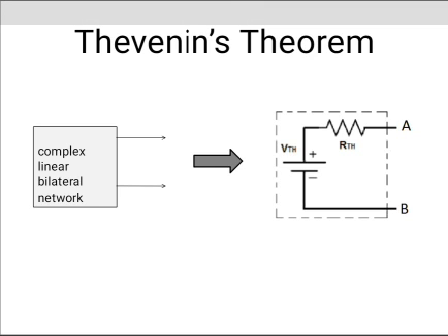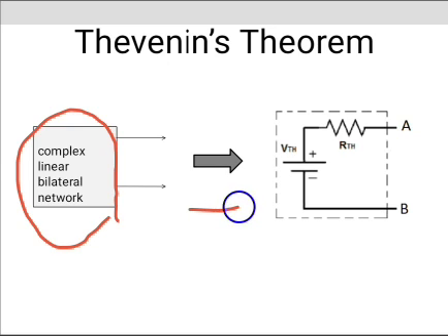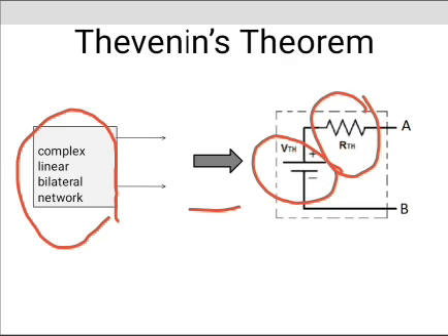That means it states that a complex linear bilateral network having active or passive elements or components with two terminals can be replaced by a simple circuit containing a voltage source VTH called Thevenin's voltage source and a resistance, Thevenin's resistance, connected in series with it.